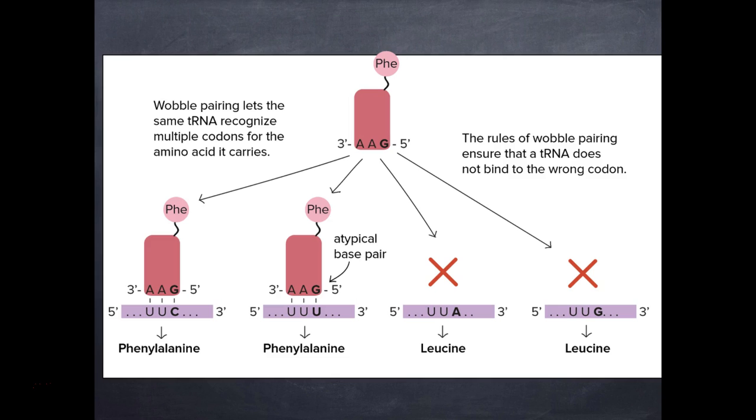So wobble base pairing lets the same tRNA recognize multiple codons for the amino acid that it carries. And this is an important function in translation because the rules of wobble pairing ensure that a tRNA does not bind to the wrong codon if there's an atypical base pair. For example, tRNA carrying phenylalanine can actually base pair with 2 different sequences in case something were to go wrong.